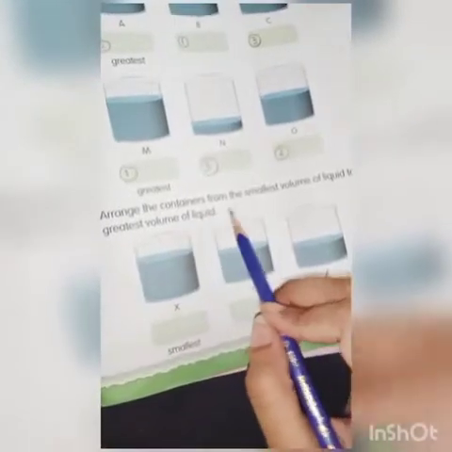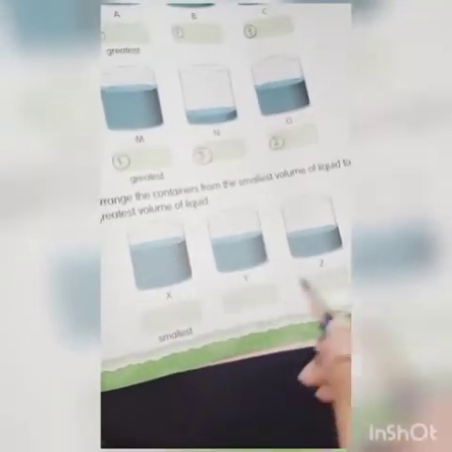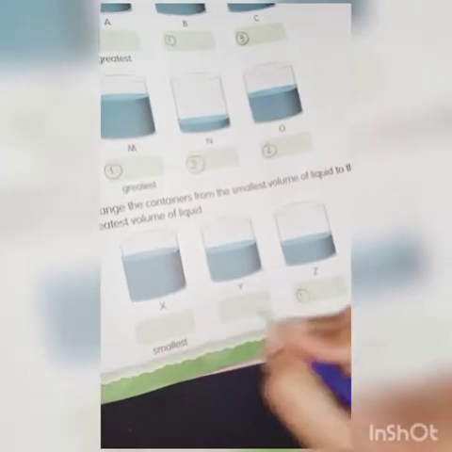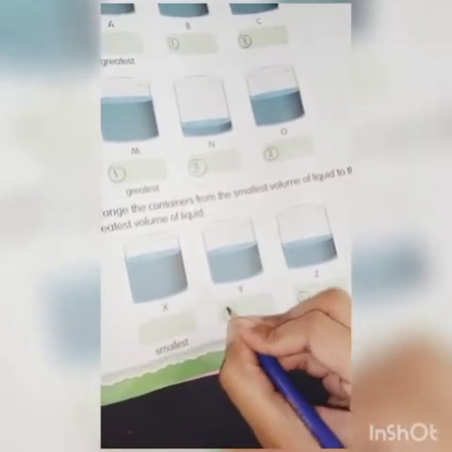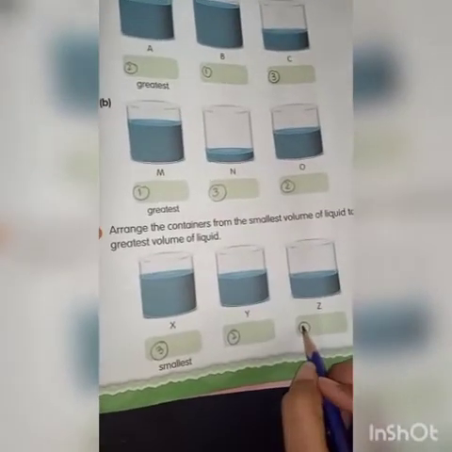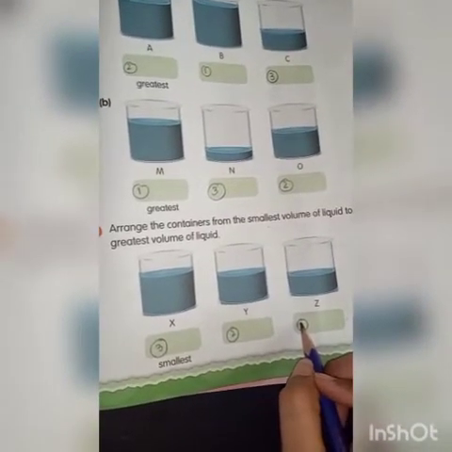Arrange the containers from the smallest to greatest. Which is the smallest? Level 2. Z is the smallest, Y is the smaller, while X is the greatest. The volume of the Z container is the smallest.